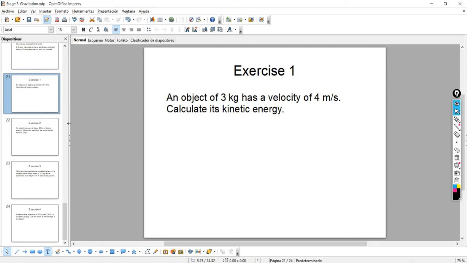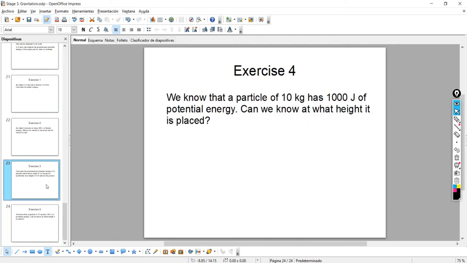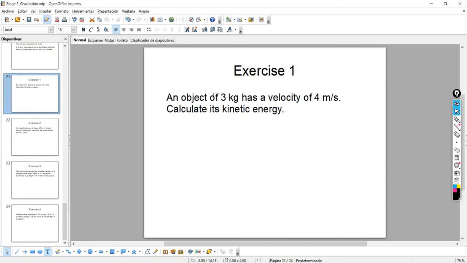Okay, class. So this is the performing of these four exercises that deal with the concepts of kinetic energy, the first two for kinetic energy and the last two for potential energy. You're gonna see how simple they are. So let's see. Exercise 1 says the following.